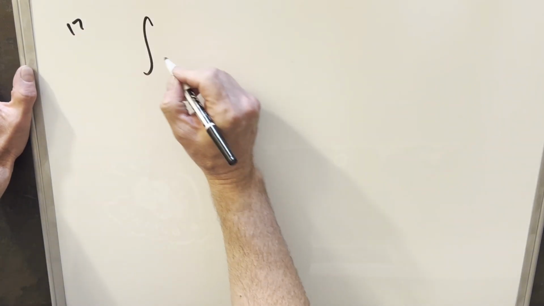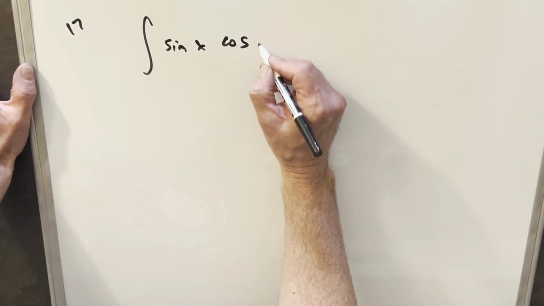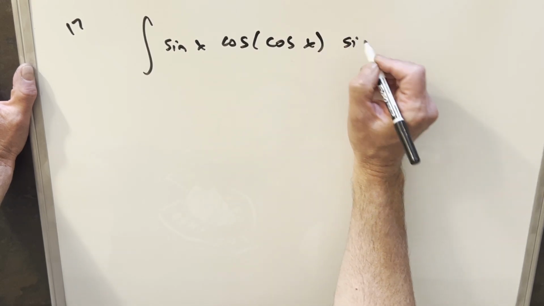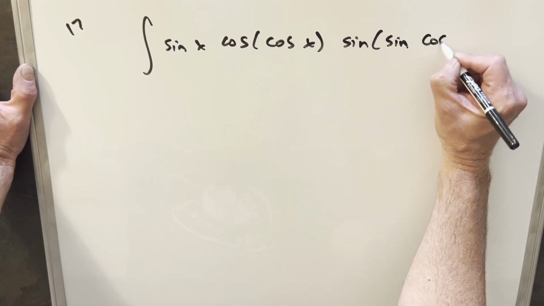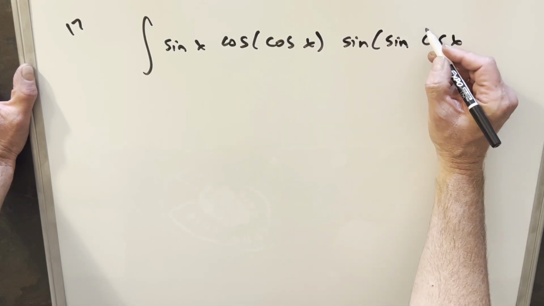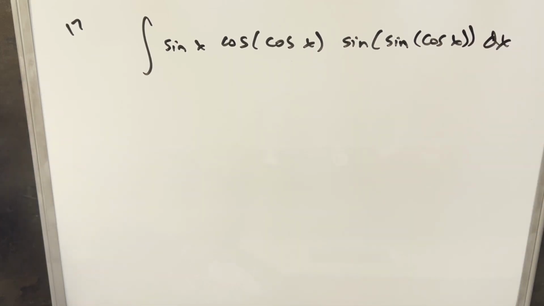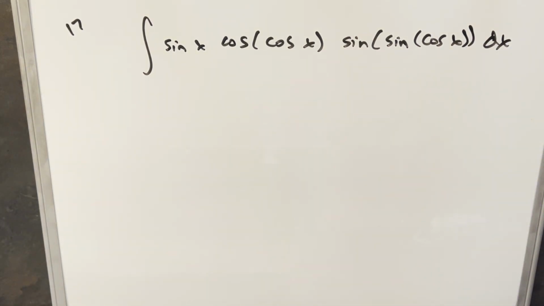So 17, we have sine x times cosine of cosine x. You've seen this a million times, right? Or at least, maybe not a million, but like a thousand times you've seen it, I think. So what we have here is this kind of embedded thing that's confusing to look at.